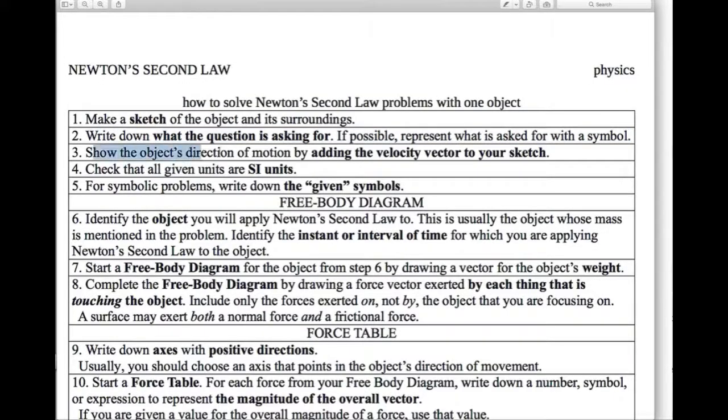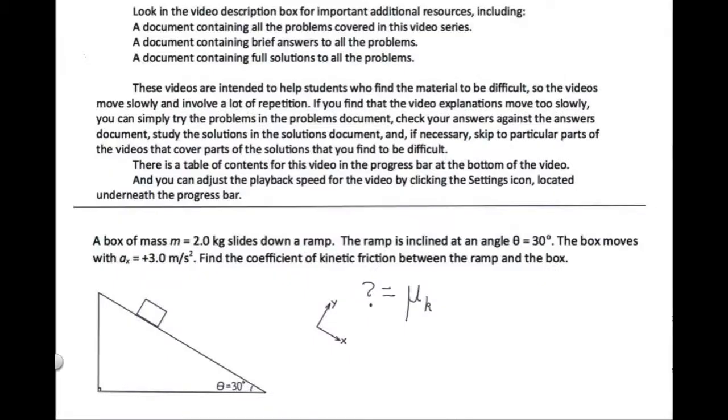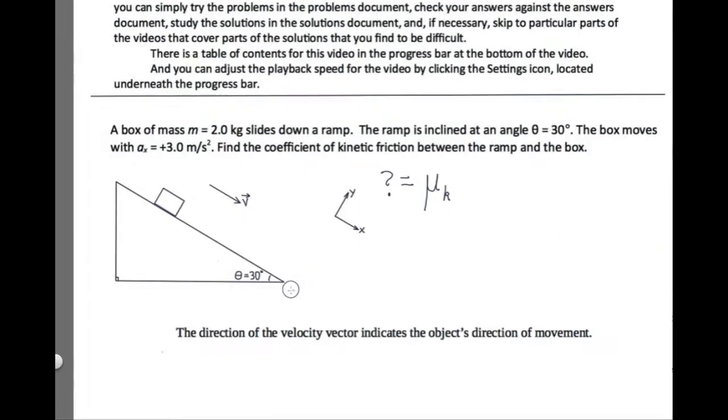Now we show the object's direction of motion by adding the velocity vector to our sketch. The problem says that the mass is sliding down the ramp. So we can see that the direction of motion is parallel to and down the ramp. Here's the velocity vector. Remember that the direction of the velocity indicates the object's direction of motion.